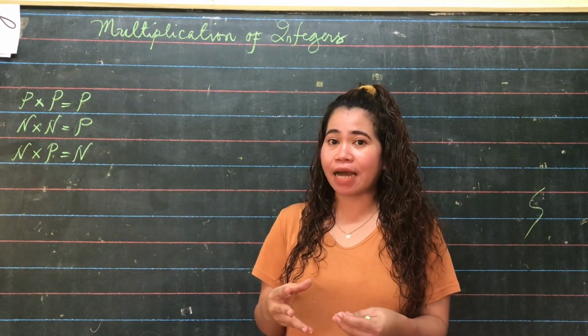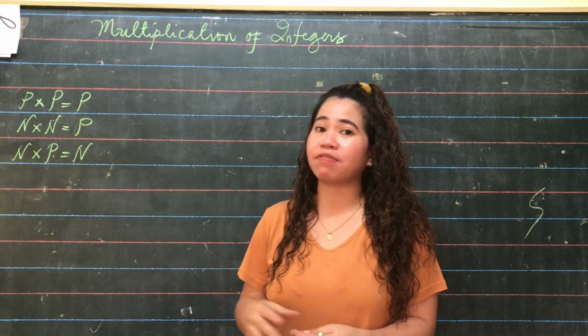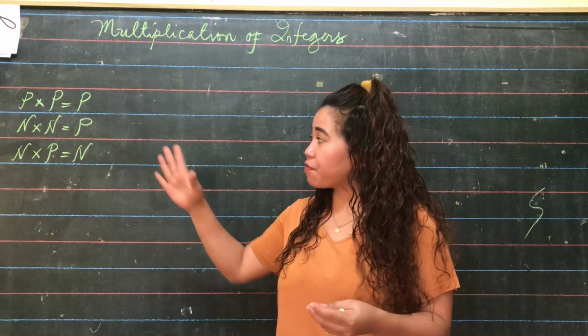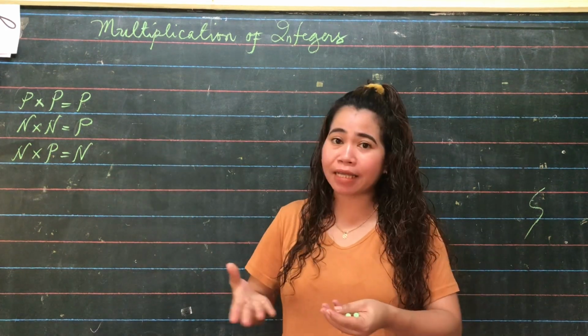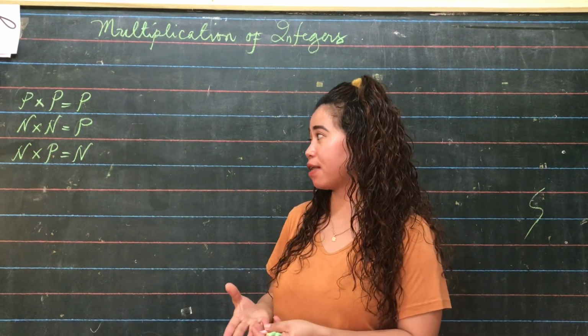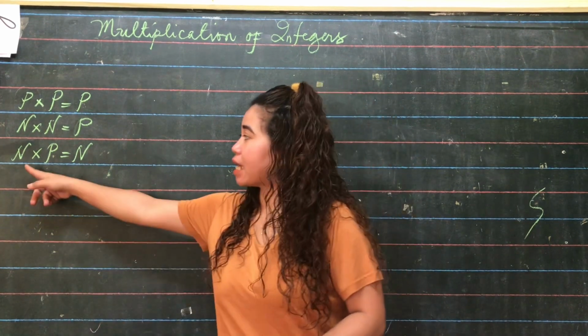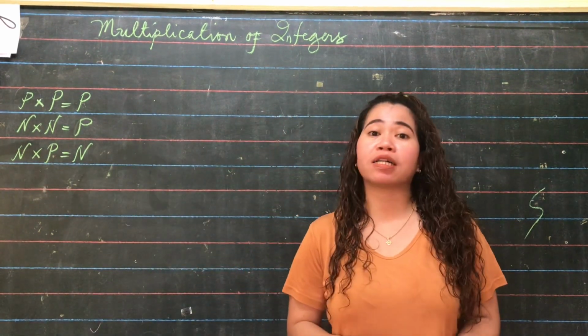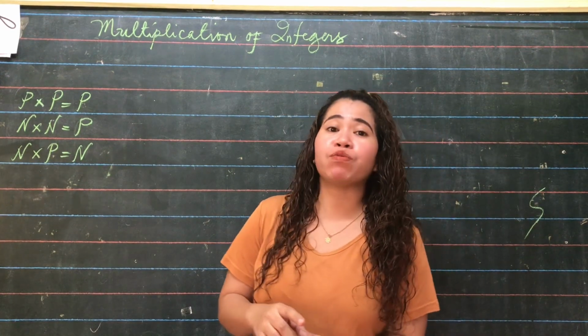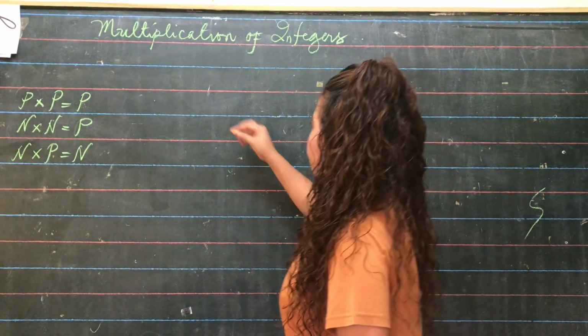If same sign, positive times positive, the answer is positive. If negative times negative, same sign again, the answer is positive. And if unlike sign, not the same sign, negative times positive equals negative. I'll go directly with the first example.